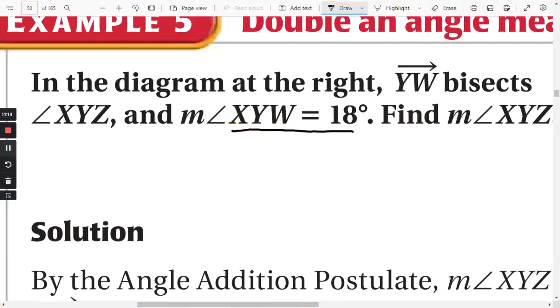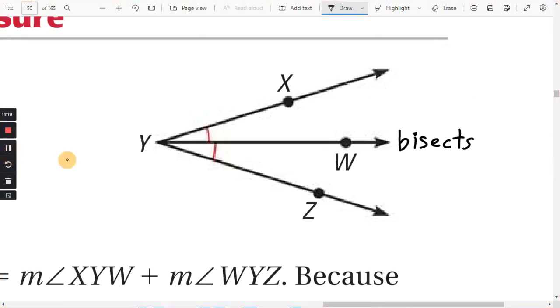Okay, XYW is 18. Find XYZ. Let's see. XYW, just this one right here, is 18. And they want you to find XYZ. So see if you can figure that out.